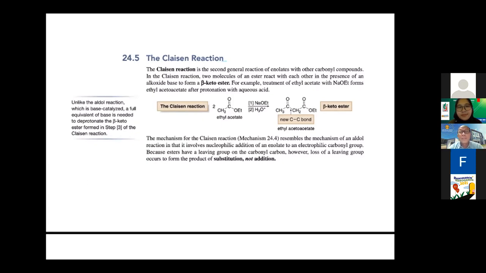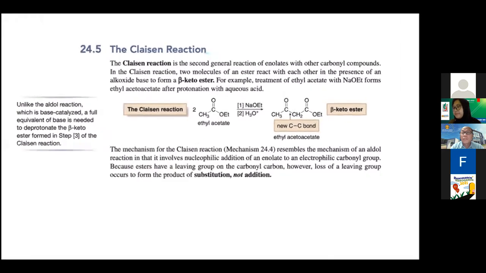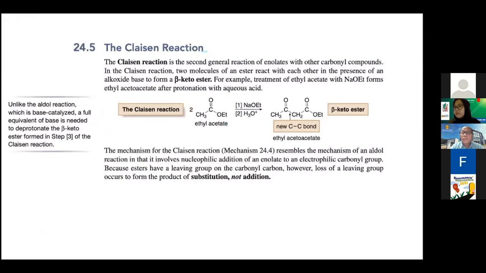Okay, I can see. Yes, today's topic is the Claisen condensation, another reaction. That's the basic reaction. What is an aldol reaction? We talked about it last time. This is similar, and the mechanism is the same, but the starting material is different.